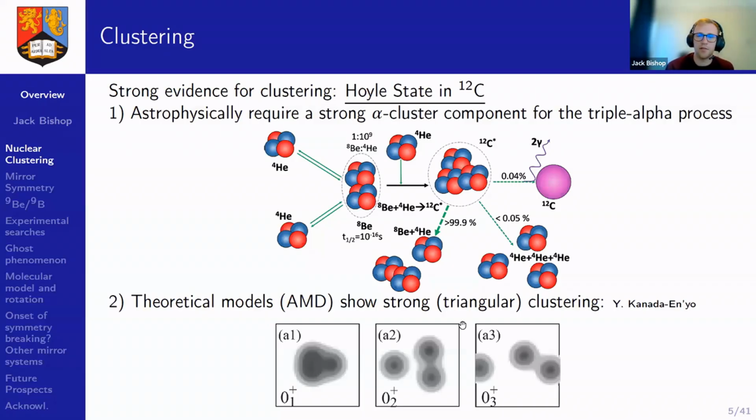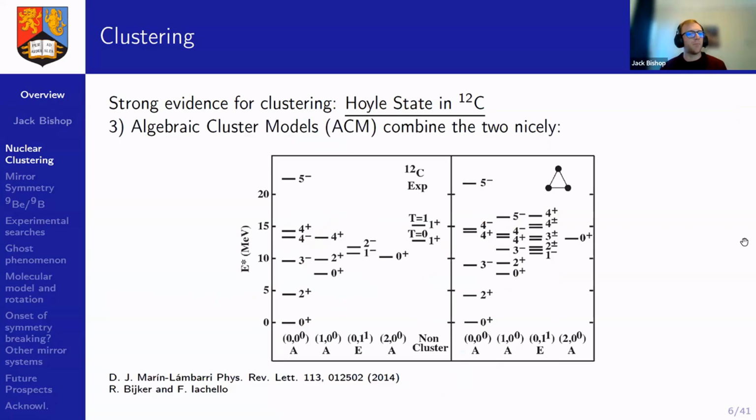And what we have here are some calculations from Kanada-En'yo. In the center, we see the configuration that is actually predicted by theory for this Hoyle state, where you've got this beryllium-8 on the right-hand side, you've got an alpha particle here, and it behaves a little bit like the triangular configuration we talked about before. And we can bring those 2 things together nicely. If we take a group theory approach, looking to these algebraic cluster models, we'll combine the 2 together very nicely.